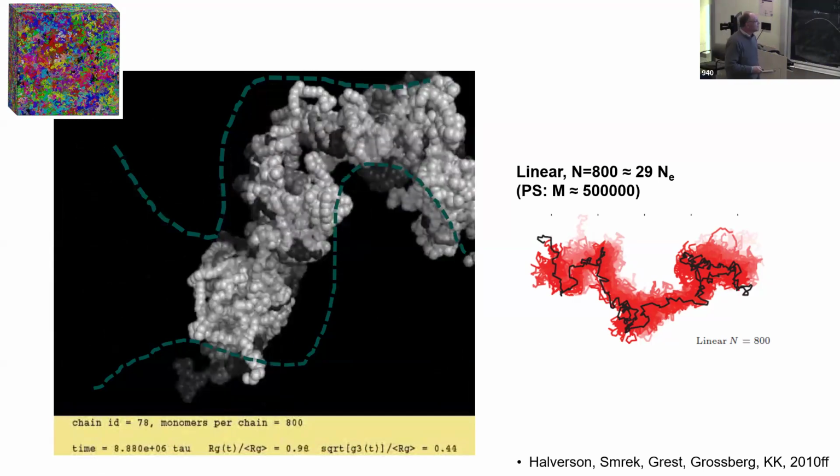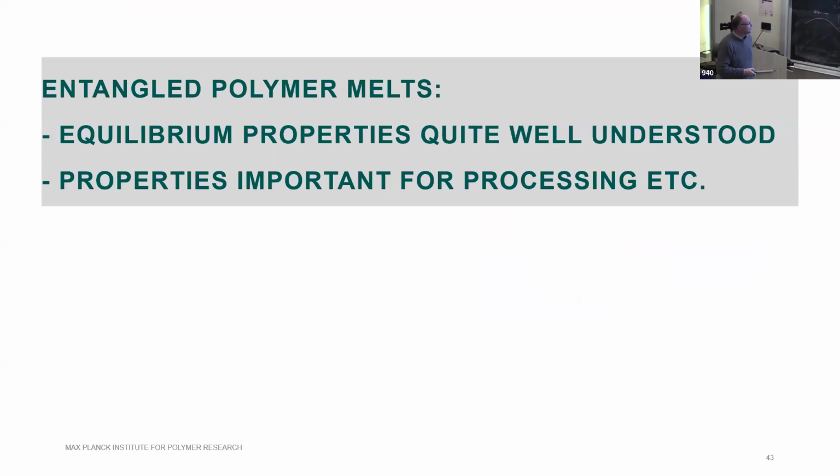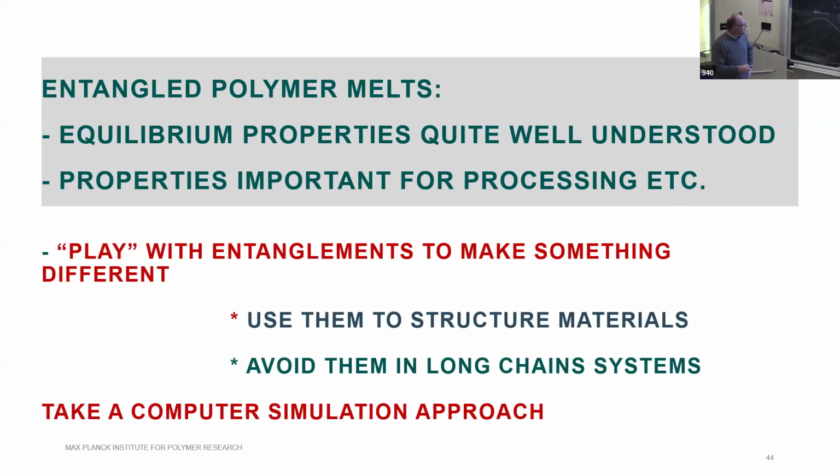But you see that this chain remains in the tube. So I think the equilibrium properties are reasonably well understood. Of course, there's a lot going on in rheology conferences about details, processing, and so on. But I think that is not what we are really looking at now. The question is, can we do something with the entanglements to make something new?